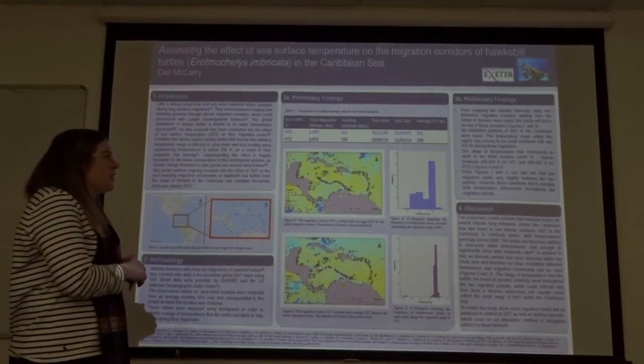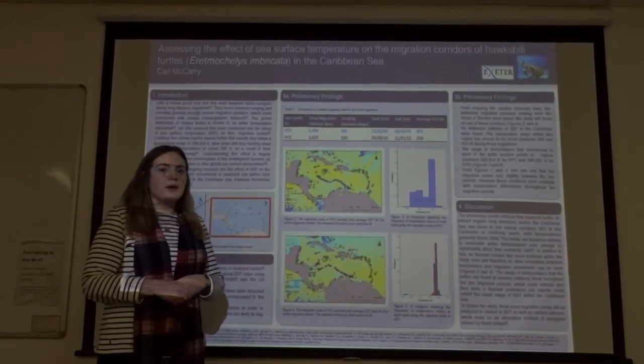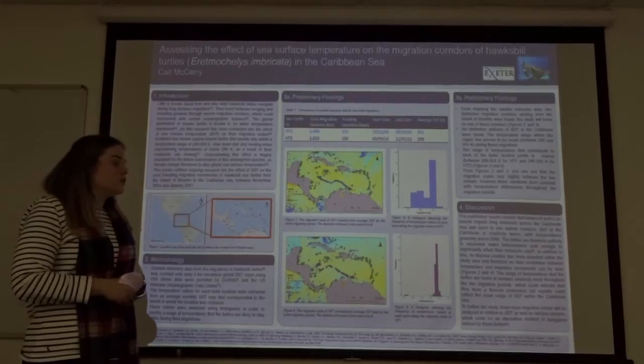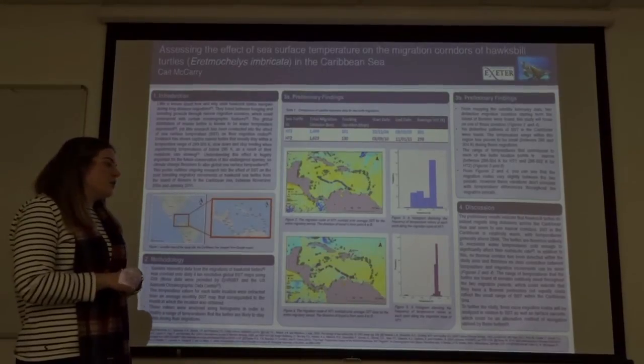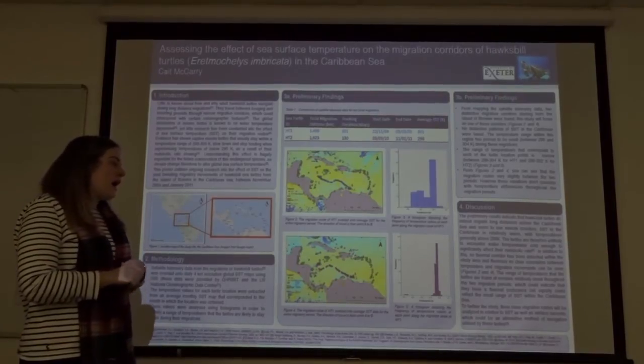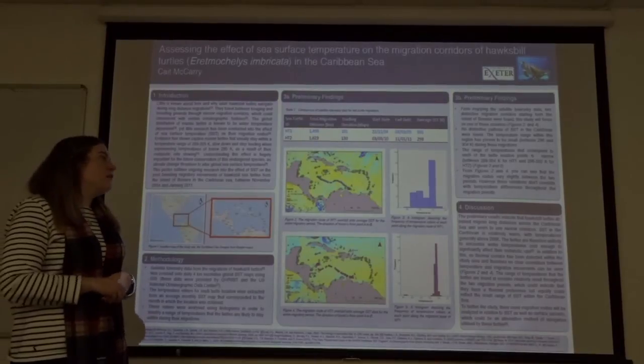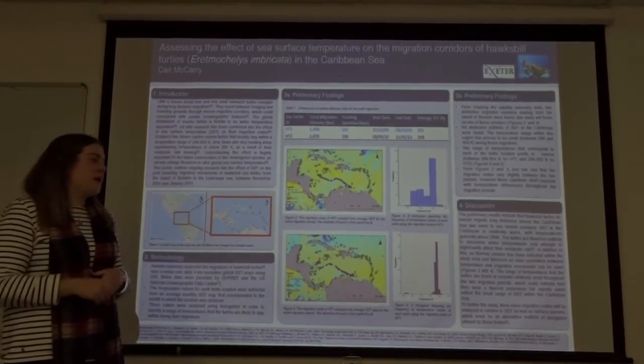To continue my study, I'm going to look at 3 more migratory pathways between the periods of 2004 to 2011. And I'm also going to have a look at the effect of surface currents on their movements, as I've read in the literature that surface currents could also be a factor in their navigational methods.